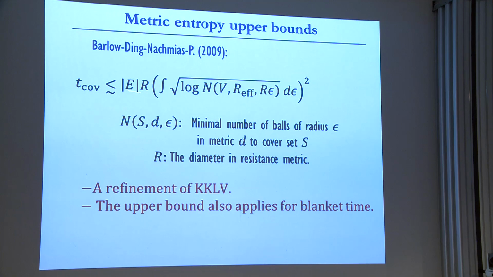So the cover time we could bound by the number of edges times the diameter in the effective resistance metric, times some integral. This is the root log of the entropy number. So you have the vertex set, and you ask N(S, d, epsilon), given a set S, a metric d, and an epsilon. It's the minimal number of epsilon balls you need to cover the set. And here the set is the vertex set, the metric is the effective resistance metric, and the radius we want to look at is R times epsilon. And for each epsilon you take the square root, integrate, square, and this is a bound for the cover time.